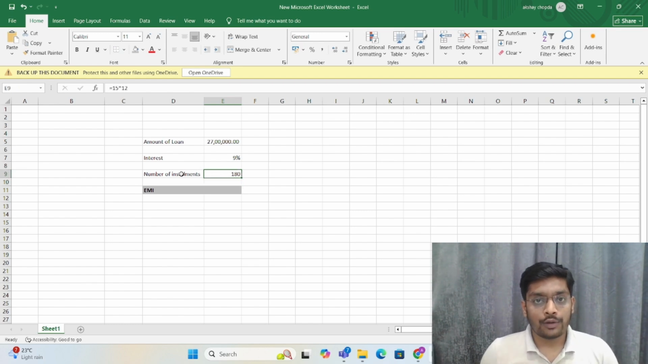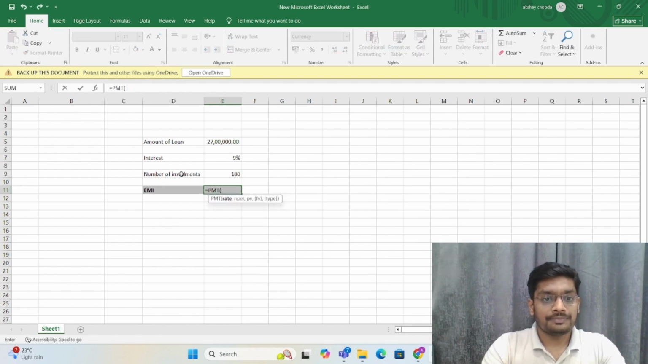So in order to calculate the EMI, there is a function called PMT in Excel. So let's begin. PMT. Now it is asking for the rate of interest. So we have 9%. We need to divide it by 12 since we need to calculate on a monthly basis. Divide by 12.